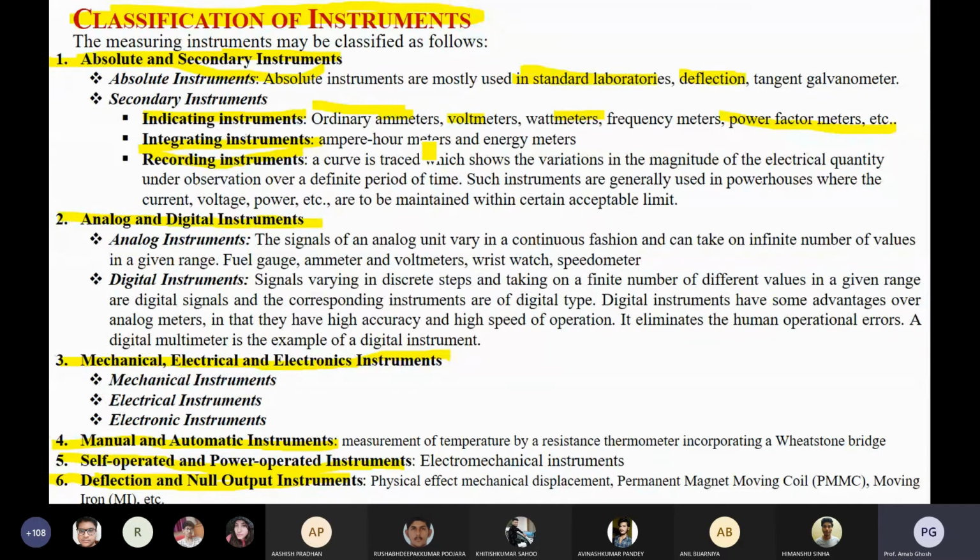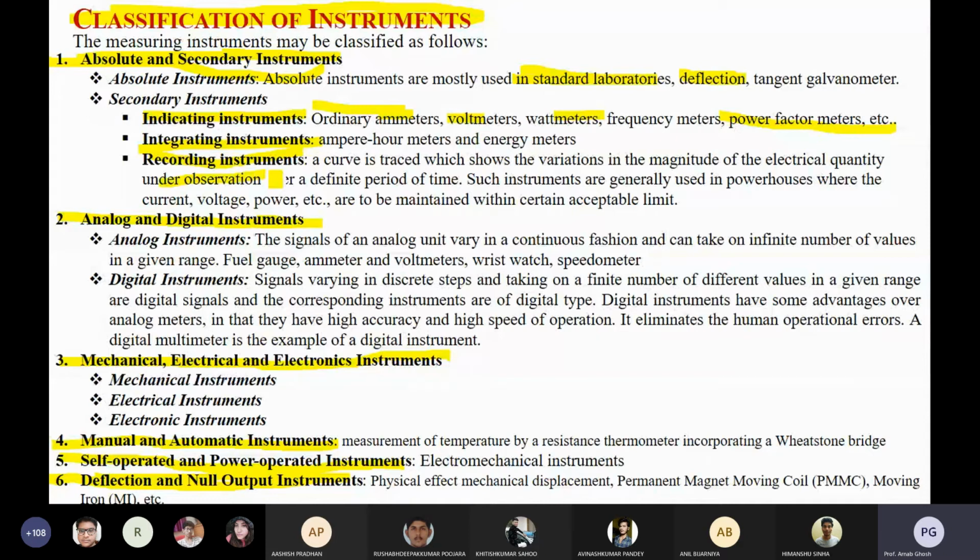Such instruments are generally used in powerhouses and substations, where the current, voltage and power are all maintained within a certain acceptable limit. If it goes beyond that limit, the trip circuit will definitely be enabled and the system will be isolated by itself. So these are the very common features of the different types of absolute and secondary instruments.